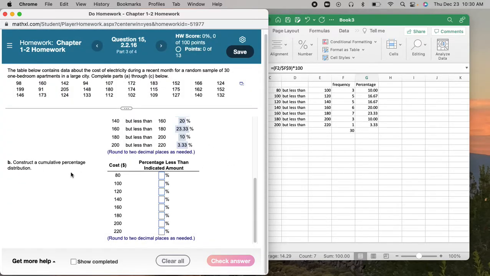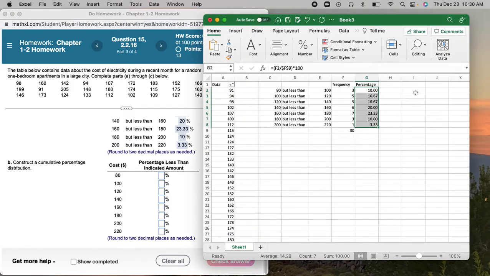Now we need to construct a cumulative percentage distribution. Basically what this is saying is you want to accumulate what you have. So if the cost is 80, 100, and all the way up to 220. All right. In this case, I know I don't have anything less than 100. So I don't have anything less than 80. So anything less than 80 is 0.